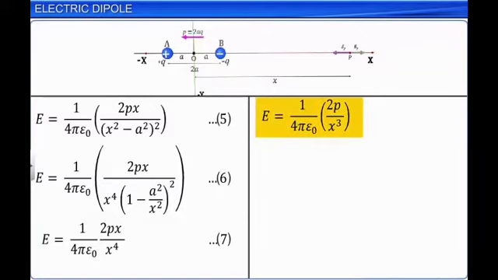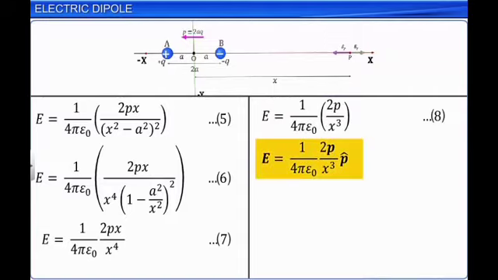In vector notation, equation 8 can be expressed as E equal to 1 by 4 pi epsilon naught 2p by x cube into p cap, where p cap is the unit vector along the dipole axis in the direction of -q to +q. Let this be equation 9.